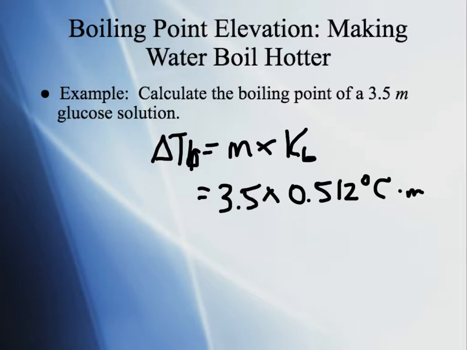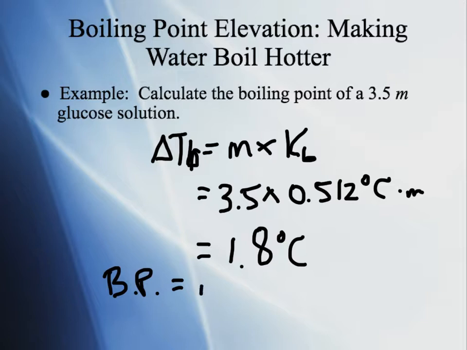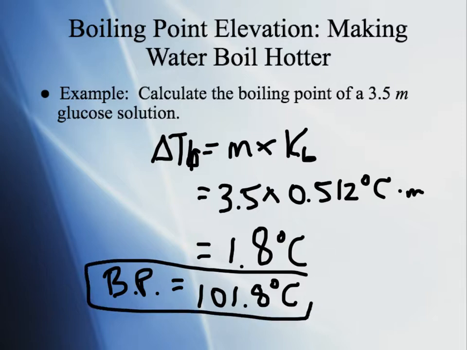So if we calculate that, that's going to equal 1.8 degrees Celsius. So what that means is that the solution is going to boil 1.8 degrees Celsius above the boiling point for regular water. If regular water boils at 100 degrees Celsius, this boiling point is going to be 101.8 degrees. Okay, so that's our final boiling point.